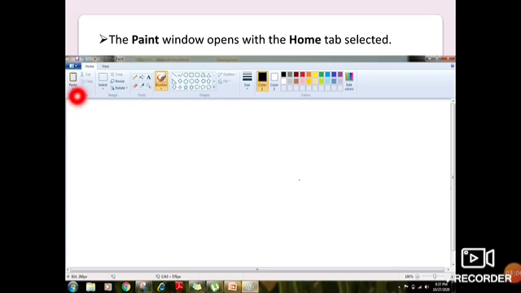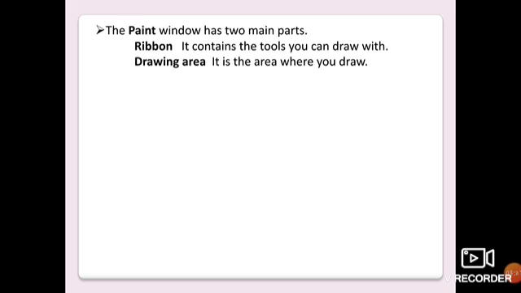See here children, you can copy, paste, select, change the size, and rotate the picture you have drawn. We again have various tools, brushes, shapes, size, colors. All these things we will be studying in this chapter. Usually the paint window is divided into two main parts. First one is the ribbon. It contains the tools you can draw with, and second one is the drawing area. It is the area where you draw.